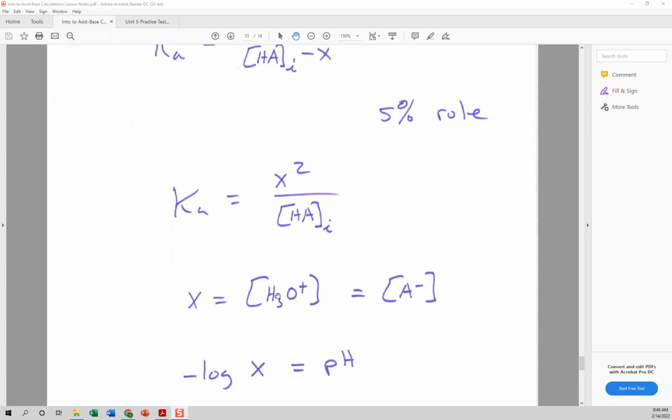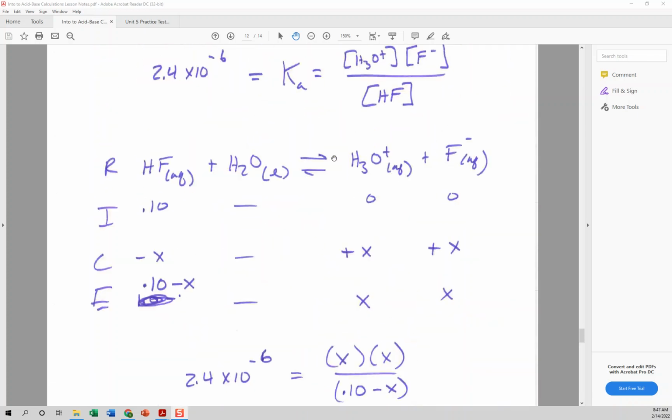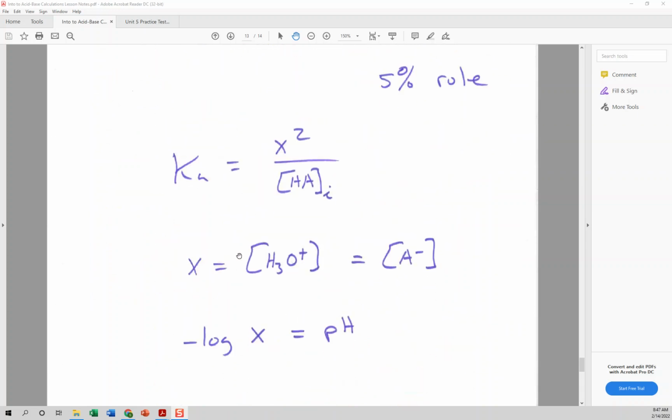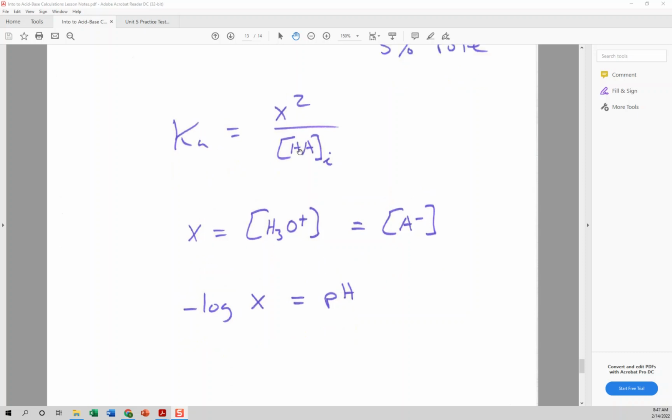And understand what X represents in the shortcut. X represents the hydronium concentration, but it would also represent the A minus concentration. Because, like here, if this was HA and not HF, you would get hydronium and A minus. And notice that it's a 1-to-1 ratio all the time, so X and X, so that's where that X squared comes from. And so X would be the concentration of hydronium. It would also equal the A minus concentration, and the negative log of X would give you your pH. So if you know the Ka and the initial concentration, you solve for X, and the negative log of X is the pH.